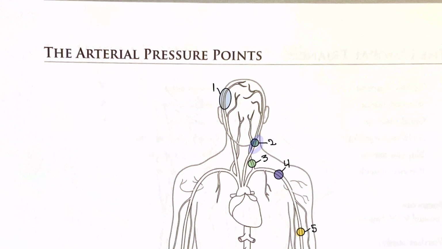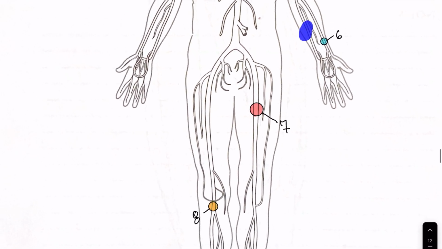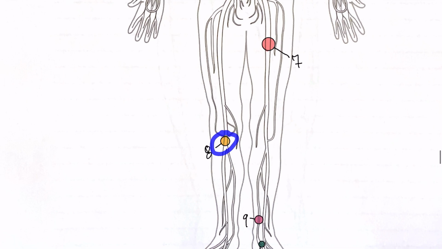Number 2 is that facial. 3 is going to be that common carotid. 4, subclavian. 5 is going to be axillary or brachial. Sorry, axillary is up here. Brachial. 6 is going to be radial. If we had one right here, this would be ulnar. 7 is femoral. 8, popliteal. 9, this is going to be your posterior tibial. And 10, this is going to be your dorsalis pedis, or pedis, however you want to say it.